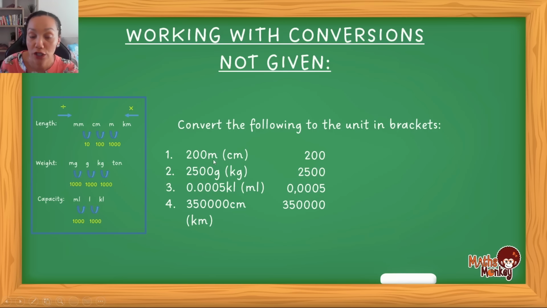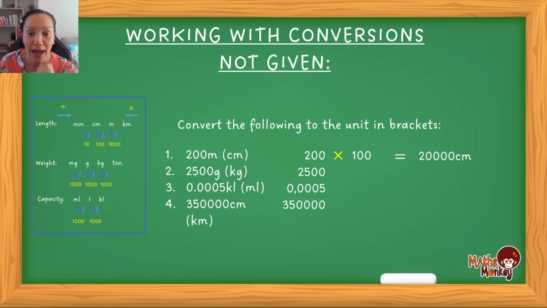Now, in the first question, they're asking us to go from meters to centimeters. So if we look at this little bar here, I'm going from meters to centimeters, which means I'm moving in the left direction. What does the left direction mean? I'm multiplying, so I'll add a multiplication sign. Then, by how much must I multiply? Between meters and centimeters is 100, so I will multiply by 100. That gives me my answer of 20,000 centimeters. So 200 meters and 20,000 centimeters is essentially the exact same measurement.